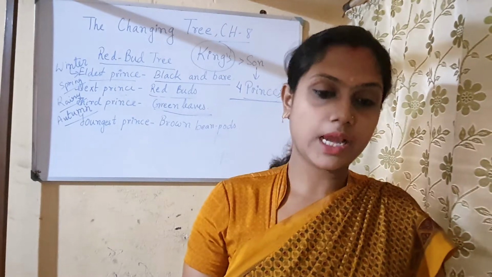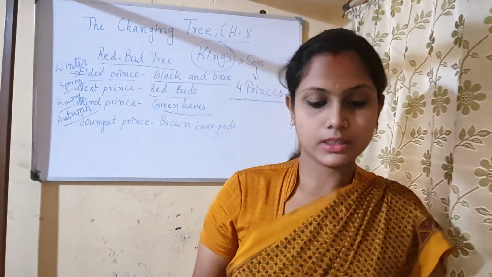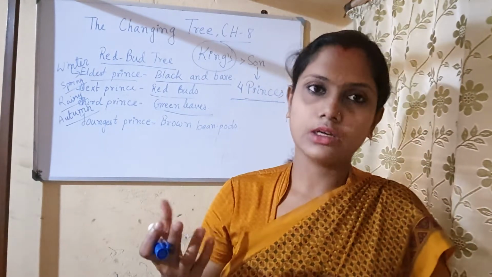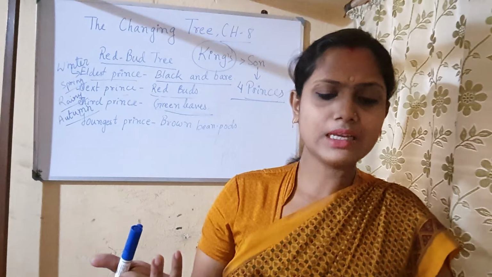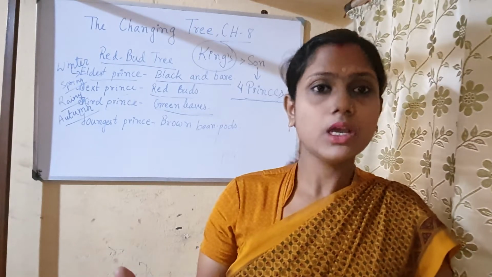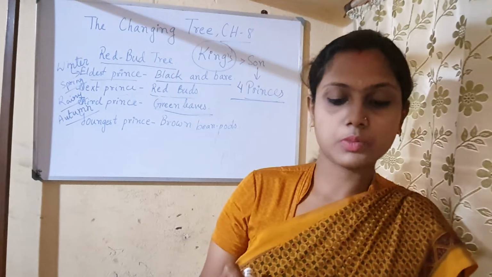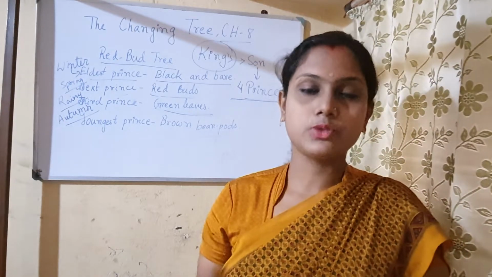Now turn to page number 94. The third prince said, why do you say it has red birds? It is covered with green leaves. Third prince is telling, no, why are you telling it red bird? Green leaves were present there. I saw. The prince who had seen the tree last laughed at his brothers.